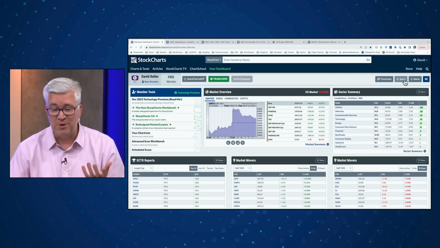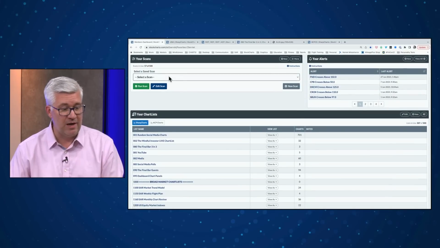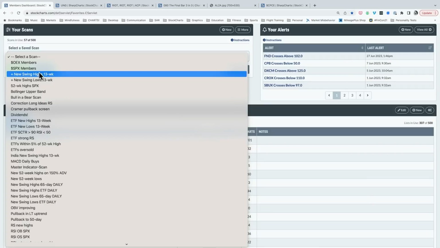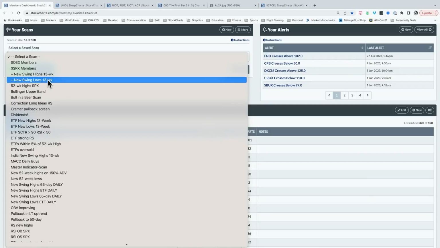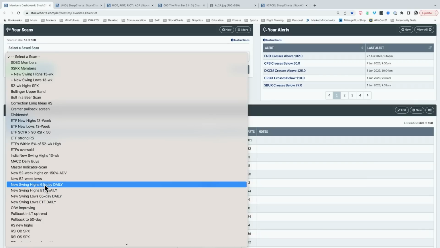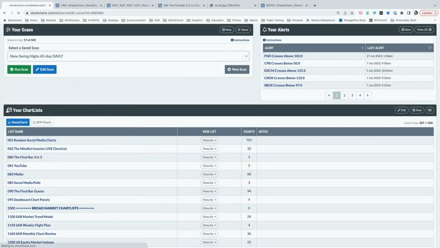And then the final thing, as you implied, is running scans, and I'll show you the scan that I use all the time. When I go to the scanning engine, I look for stocks making new 13-week highs and stocks making new 13-week lows, and I do that on a weekly basis. And I also do that every single day. And the scan is pretty straightforward.